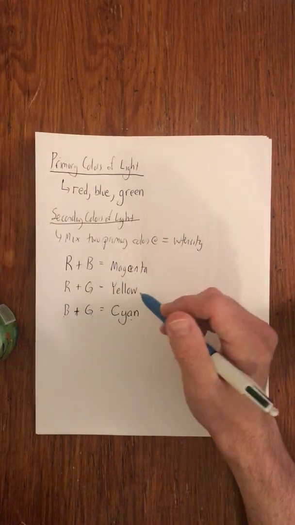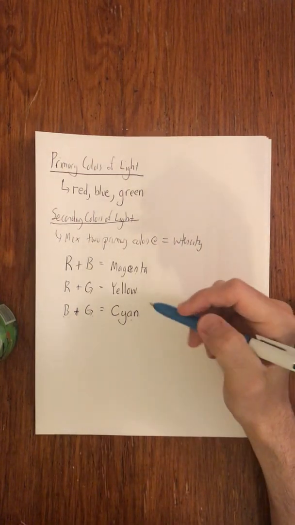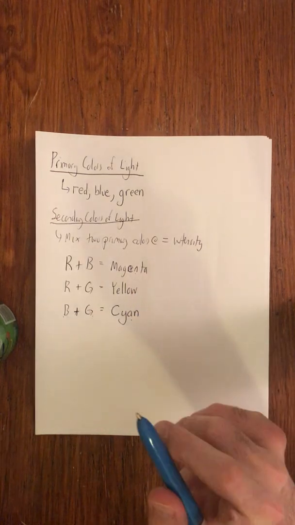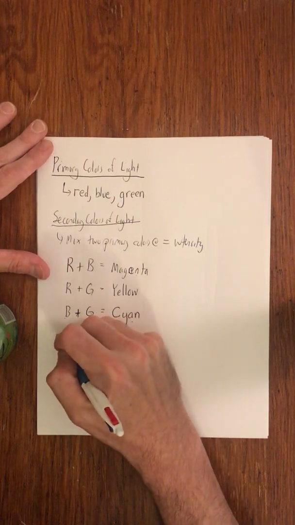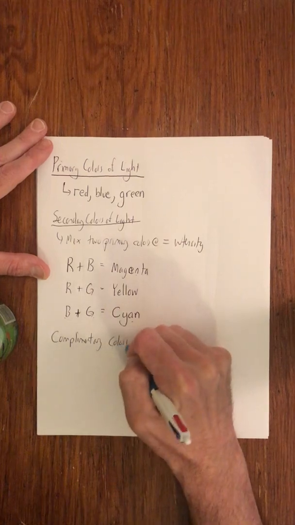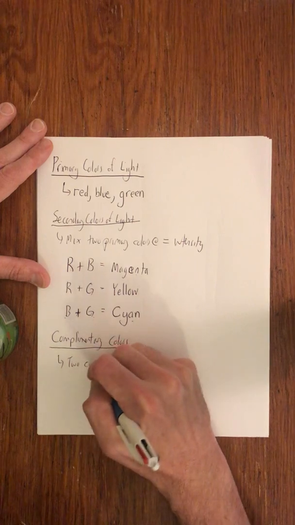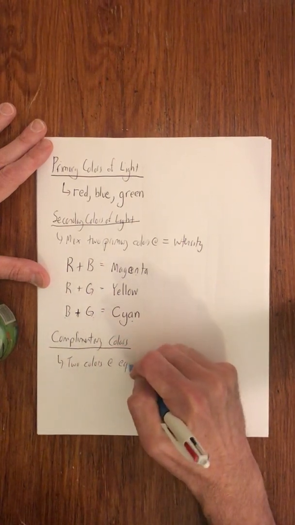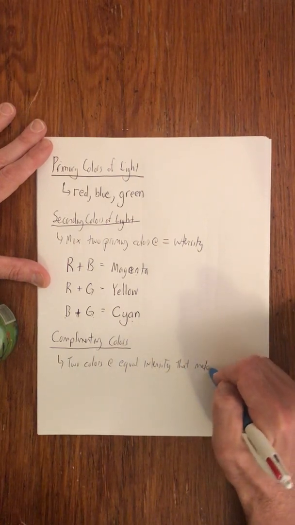Now you may know magenta, yellow, and cyan from a different place. If what you're thinking is your color printer, if you have one, your color cartridges are magenta, yellow, and cyan. Hold on to that, that's going to become important. Now, what we're going to talk about next is what are called complementary colors. Different definition than the art definition of that. This is two colors at equal intensity that make white light.